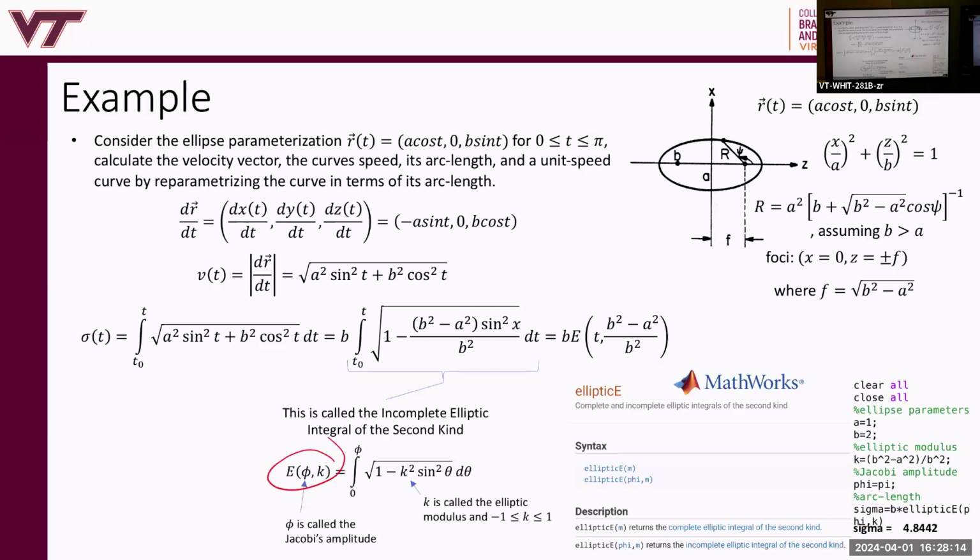So phi we defined here, and K, we defined the elliptic modulus there, right? What do we get? We get 4.8442, which is the arc length of this half ellipse, all right? So you can use that function.